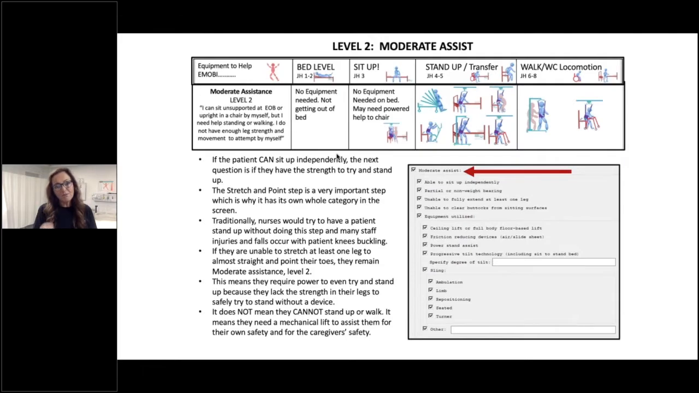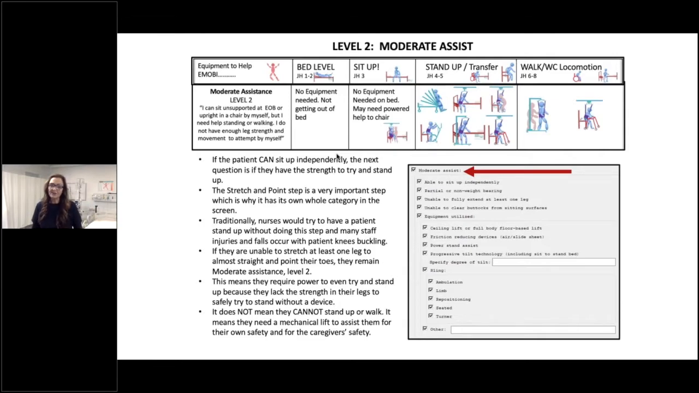The stretch and point or extend the leg step is very, very important. And this is why it's been given its whole own category. The problem has been in the past that many staff injuries occur here and many patient falls occur from their knees buckling as they try to stand. If they do have the strength, then I have the confidence that their legs are not going to buckle and I can go ahead and try standing.